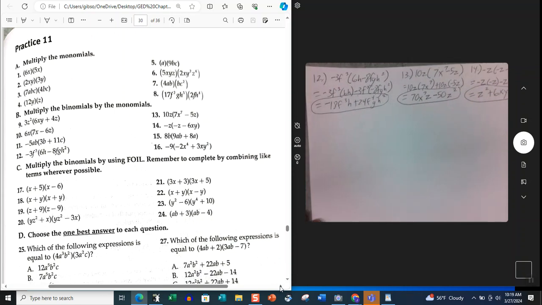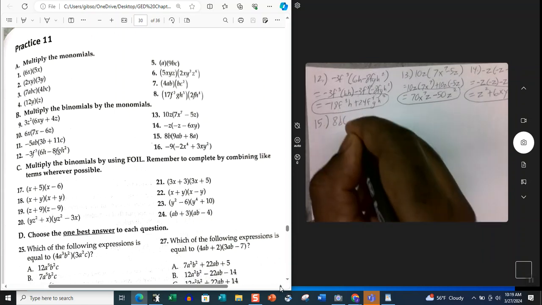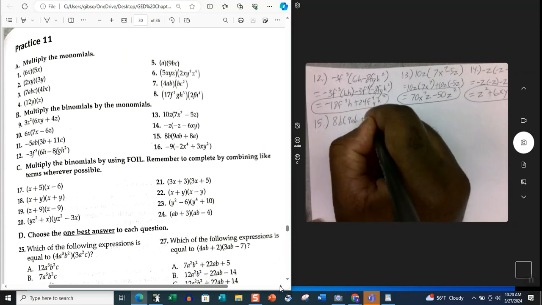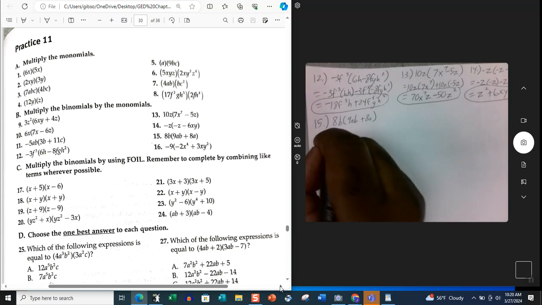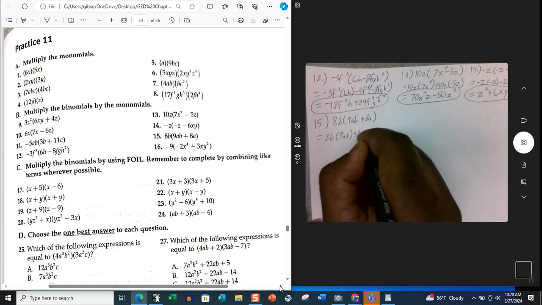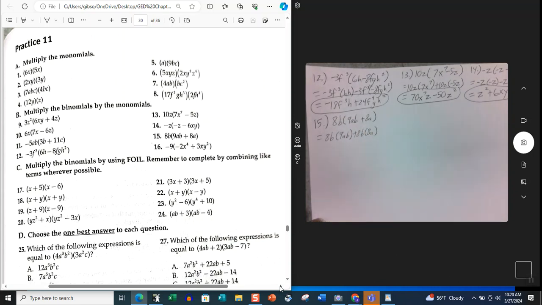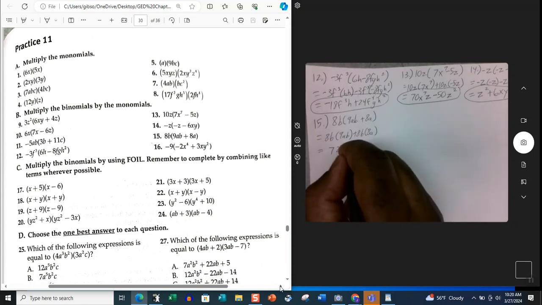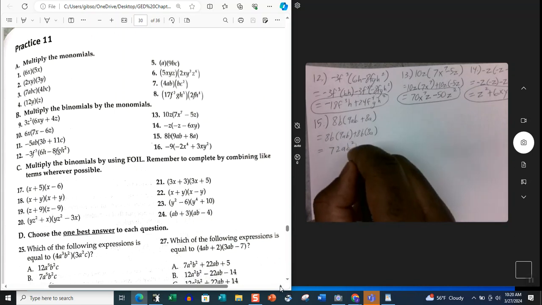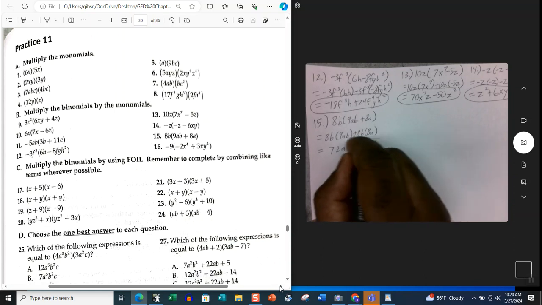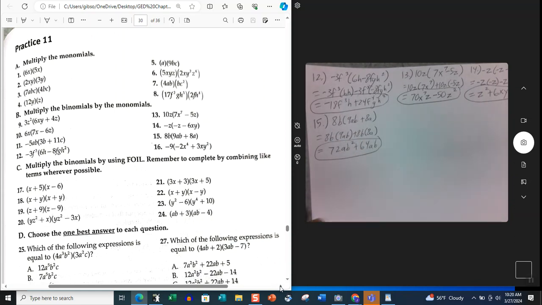Okay, now problem 15. We had 8b times the parenthesis of 9ab plus 8a. So now we have 8b times 9ab plus 8b times 8a. 8 times 9 is 72. Bring down our a and b is b squared. Plus 8 times 8 is 64. And b times a is ab. And we're done. They have nothing else in common.